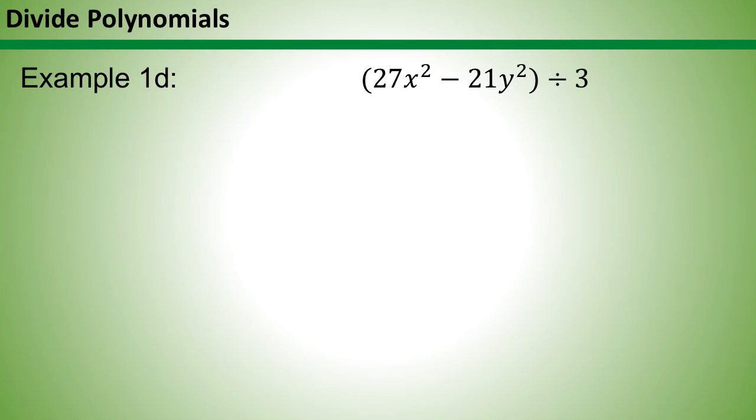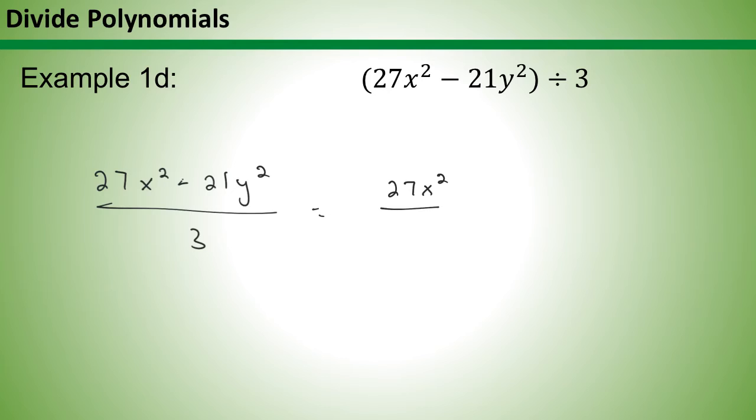Okay, here's another one. Again, write it as a fraction. So I've got 27x squared minus 21y squared. We're dividing this by 3. So I'm going to break it apart again. 27x squared over 3 minus 21y squared over 3.